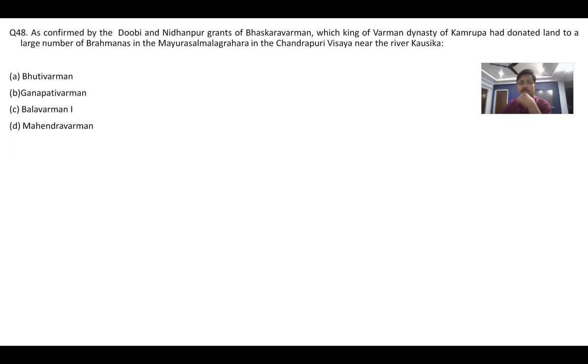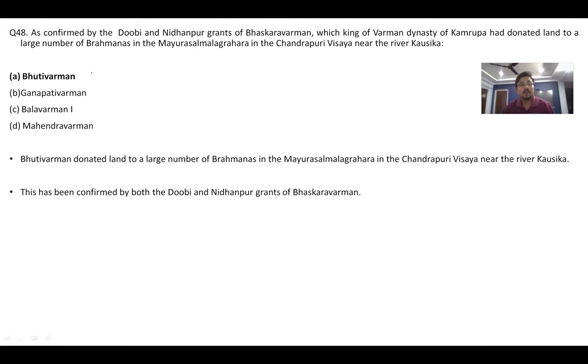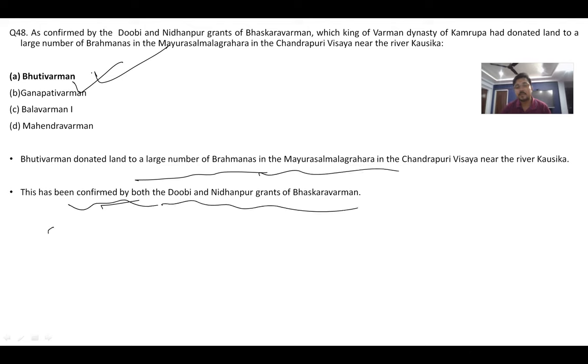As confirmed by the Dubi and Nidanpur grants of Bhaskar Varman, which king of the Barman dynasty of Kamrupa had donated land to a large number of Brahmins in Mayura, Salmarga, Hara in Chandrapuri Vishaya near the river Koshika? So who was the king? So here, Bhuti Varman was the king. So he donated a large land grant to the Brahmanas. Okay, this has been confirmed by both the Dubi and Nidanpur grants of Bhaskar Varman.